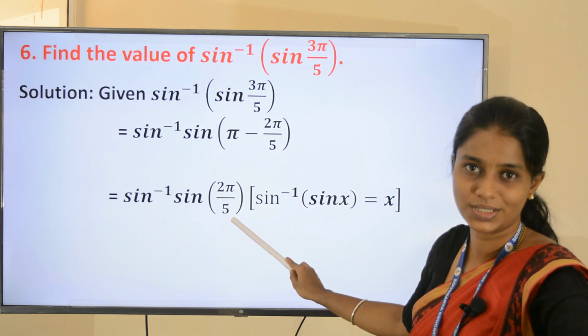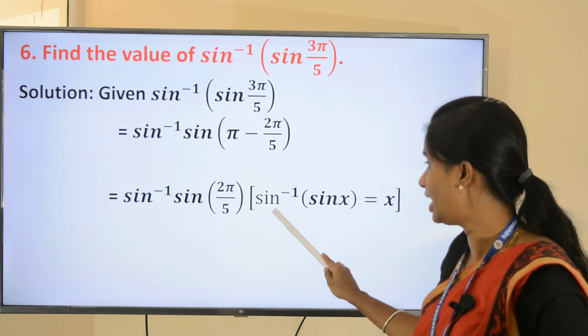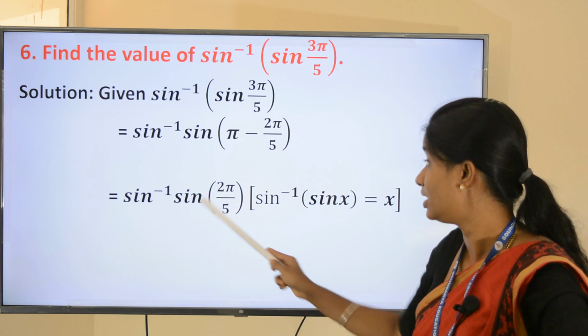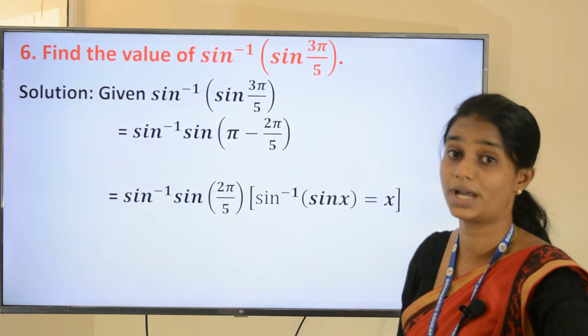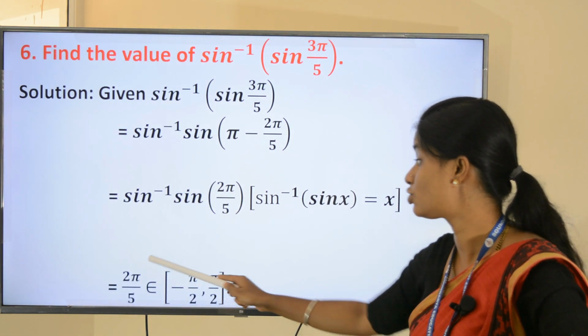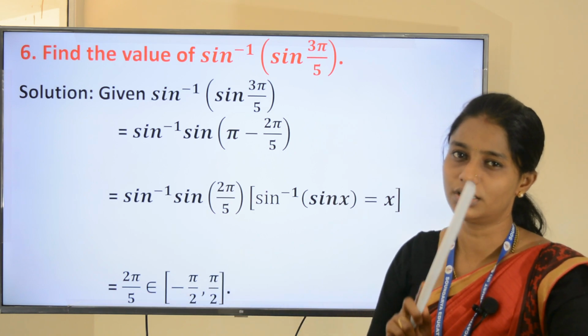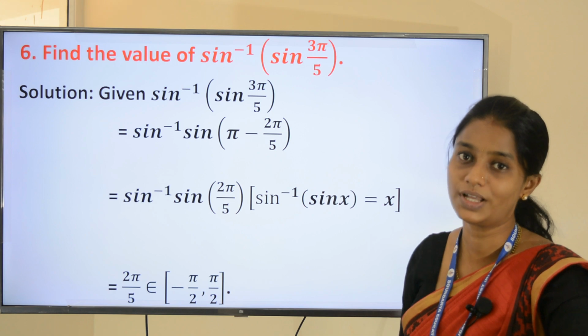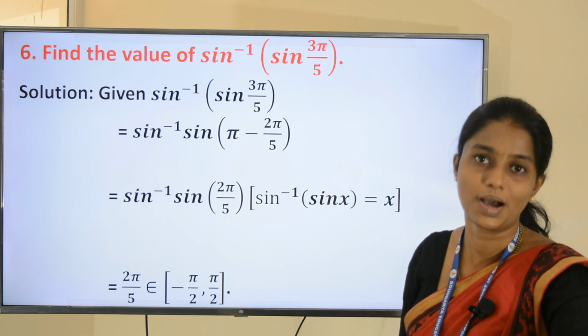Now I can use the property: sine inverse of sine x can be written as x. Now sine inverse of sine 2 pi by 5 can be written as 2 pi by 5. Clearly 2 pi by 5 belongs to the closed interval minus pi by 2 comma pi by 2.